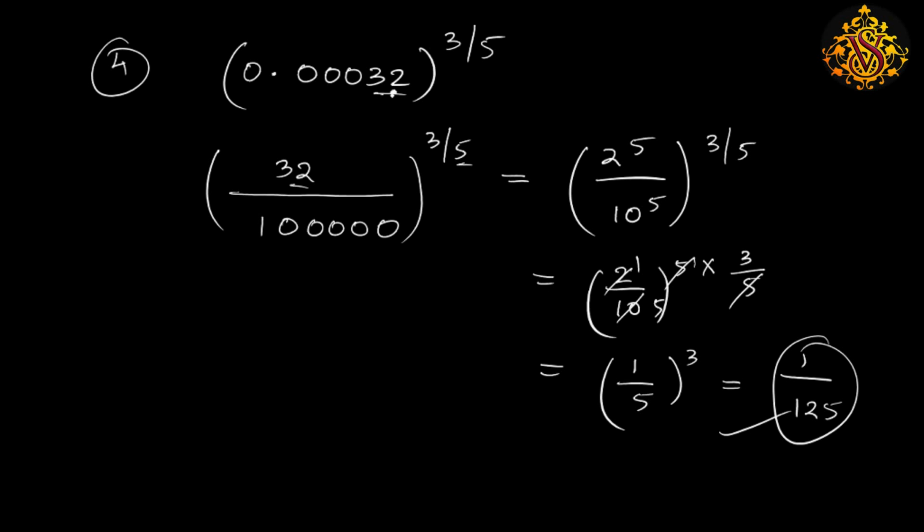In case of decimal points, just simplify as 32 by as many zeros as the numbers given after the decimal point. Just write it off and cancel it. That's all. This kind of sums we can solve easily. If it is minus here, if it is minus 3 by 5, just write it as the inverse, 5 by 3. It makes it like plus.